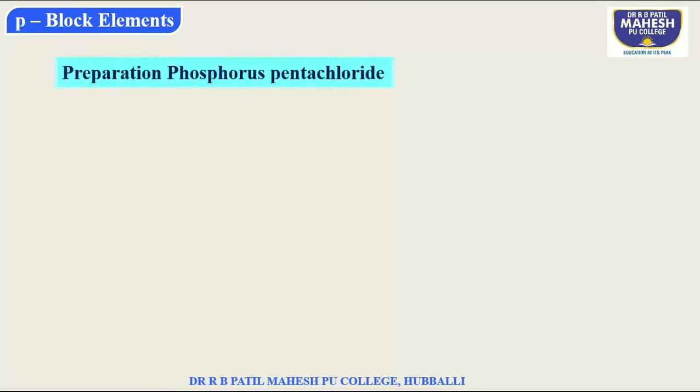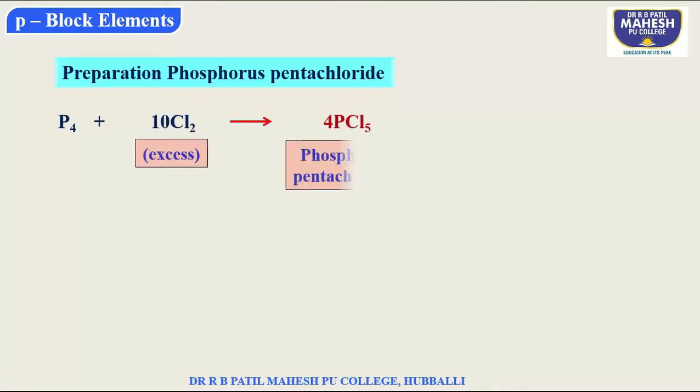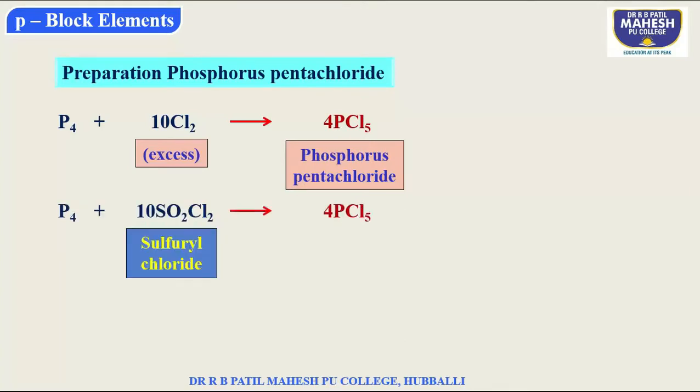Preparation of phosphorus pentachloride. When white phosphorus is treated with excess chlorine, we are going to get phosphorus pentachloride as the product. Similarly, when white phosphorus is treated with sulfuryl chloride, we are going to get phosphorus pentachloride along with sulfur dioxide.